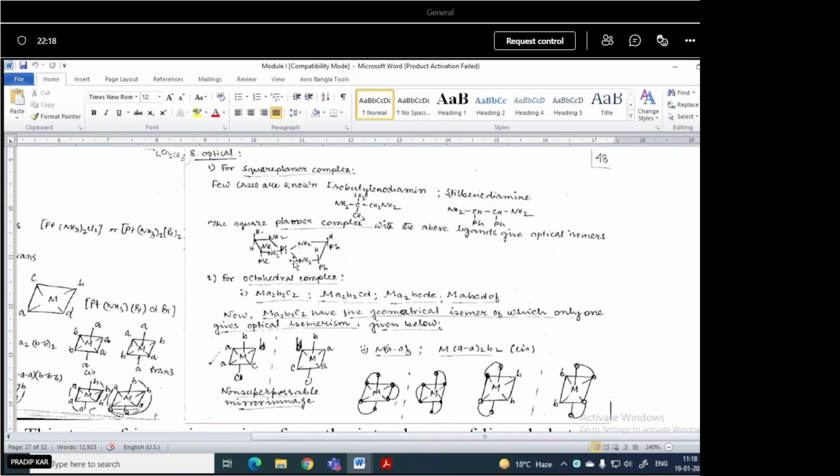So if such a type of ligand is present with the square planar complex, then the square planar complex may show optical activity. The square planar complex itself is not optically active; it depends only on the ligand present. If the ligand itself is optically active, then it may show optical activity.